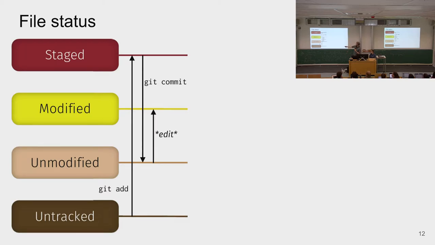Then if we edit the file, it will be modified because there is one commit here and the file now differs, obviously, because we edited it. And we have to add this modified file again so that it becomes staged, so that with the next commit, Git makes a snapshot from the file.